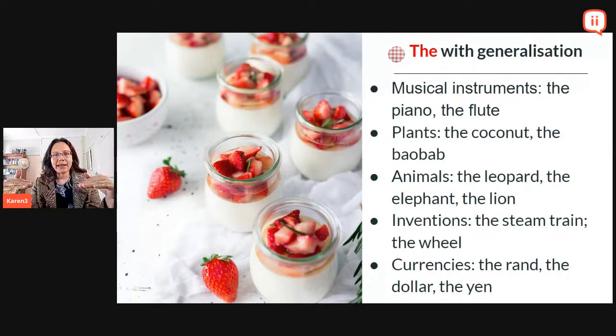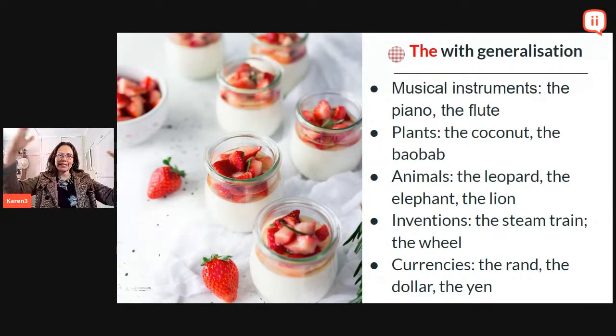Okay, again, I'm coming back to "the." I've gone from "the" with uncountable nouns, then to no article with uncountable nouns and plurals. Now I'm going to "the" with generalizations. So it's not about uncountable nouns or plurals or anything. This is about a generalization. When we talk about musical instruments, we will say the piano, the flute. I will give you an example later on, but just let's list the things where we use "the." Plants: the coconut, the rose bush, the baobab tree, the tomato bush. Animals: the leopard, the elephant, the lion.